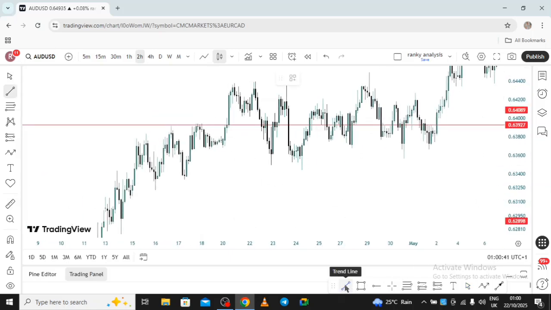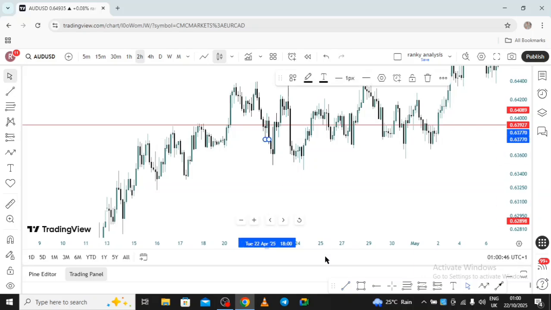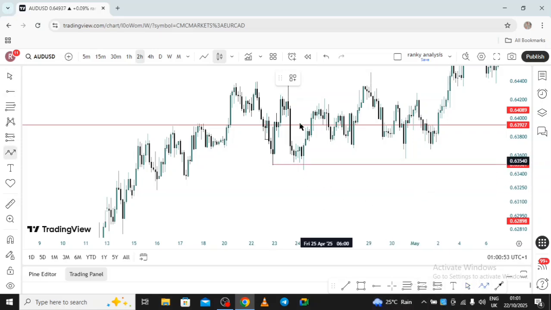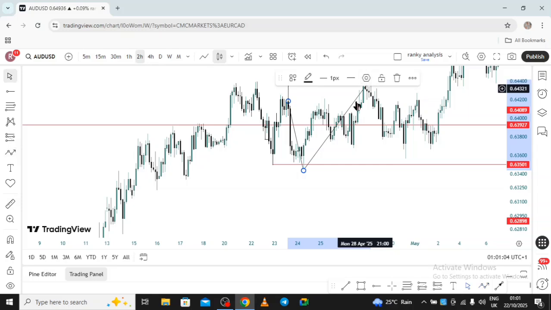You can see the sweep right there. You can see a protected low. So you see what price did. Price came down, took out the protected low, took out people's stop losses, and continued buying to the upside.